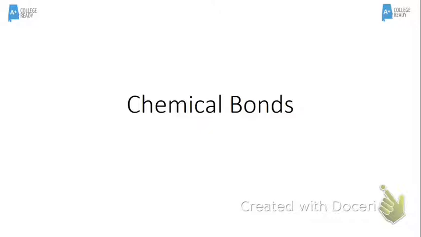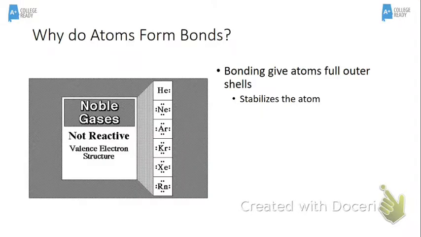Today we'll be talking about chemical bonding. So, the question is, why do atoms form chemical bonds? And the simple answer to that is to stabilize the atom. By giving your atom a full outer shell of valence electrons, it lowers the overall energy of that atom, causing it to be more stable.